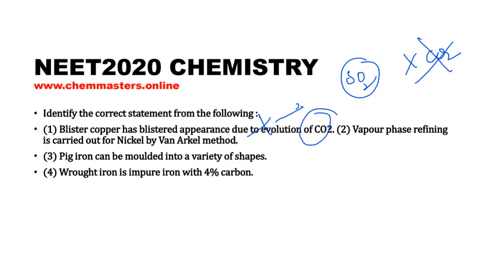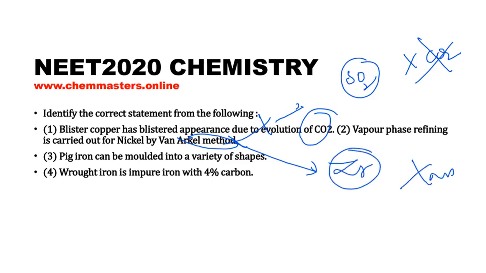Okay, now just look at the second one. Vapor phase refining is carried out for nickel by the Van Arkel method. This is absolutely wrong. The Van Arkel method is generally applicable for zirconium, not nickel. Okay, pig iron can be molded into a variety of shapes. It is the correct statement.